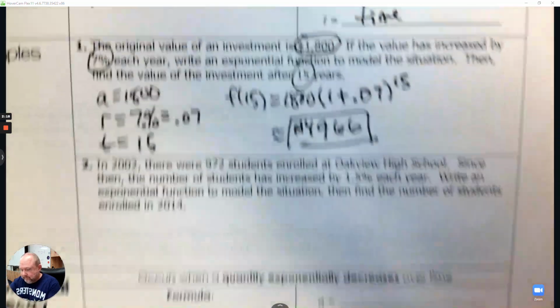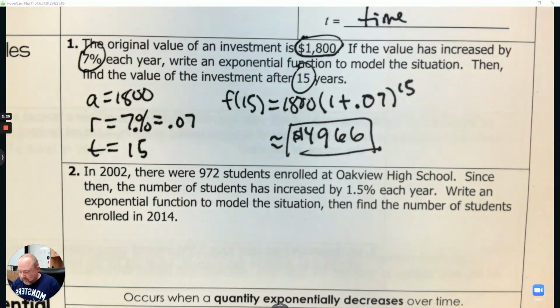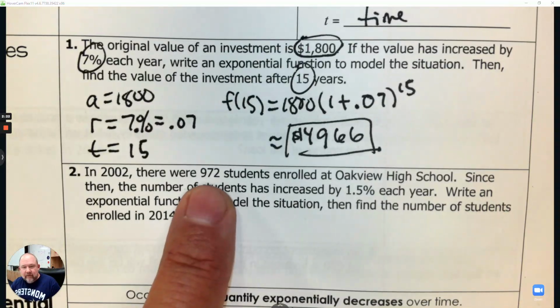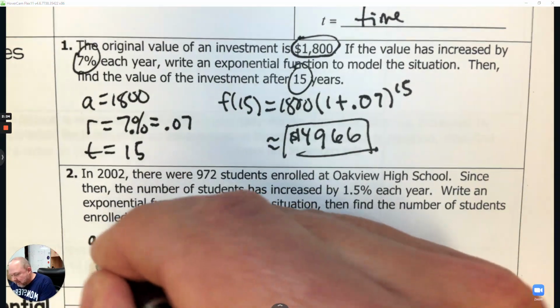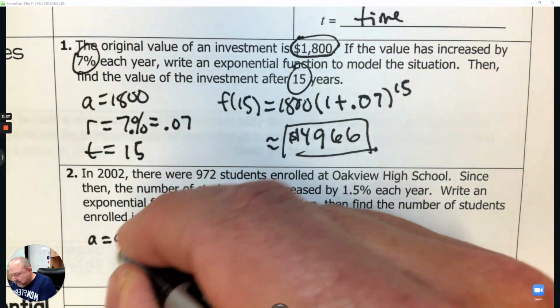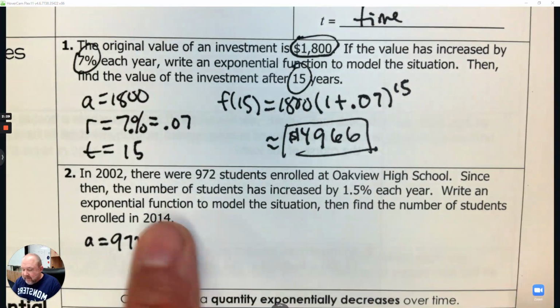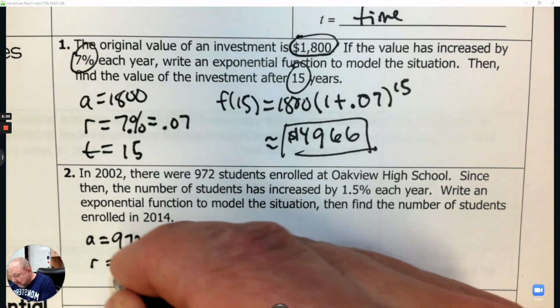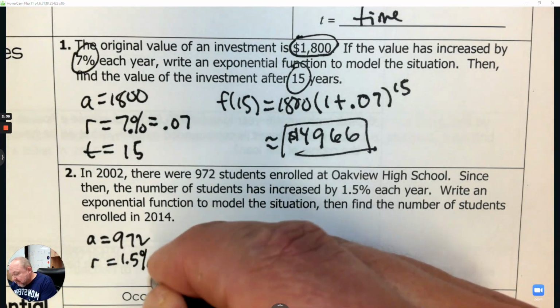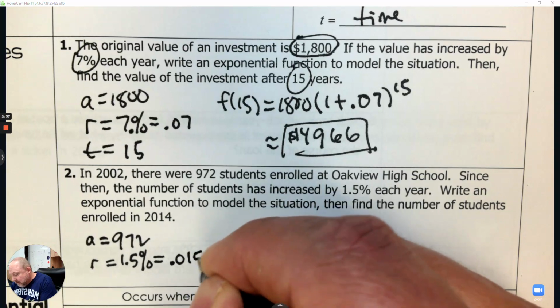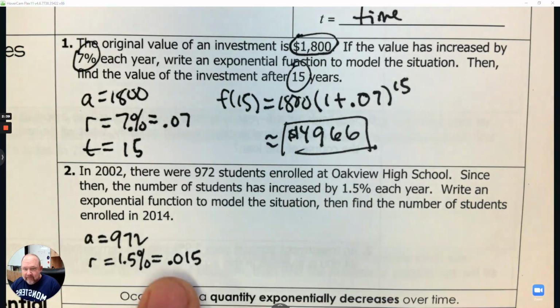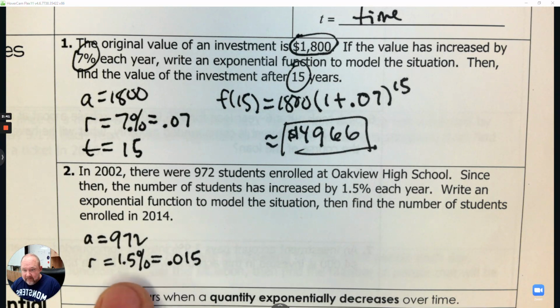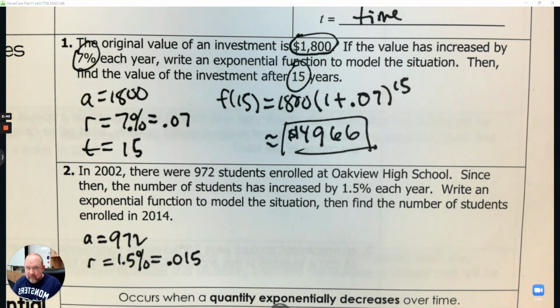Number two. In 2002, there were 972 students enrolled. So that's the initial amount of students, 972. Since then, the number of students has increased at a rate of 1.5%. That's the rate. And again, we need to move that decimal 2 to the left. So if I move that decimal 2 to the left, it becomes 0.015. We need that skill, percent compared to a decimal.